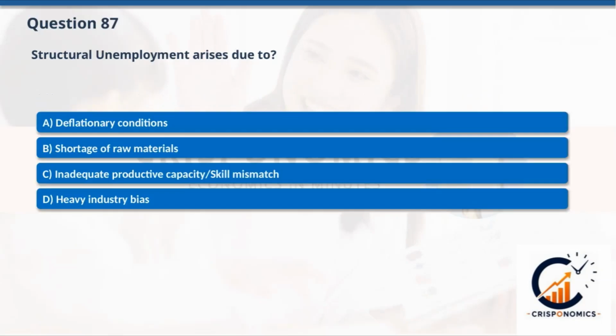Structural unemployment can stem from several deep-rooted issues. It might be caused by deflationary conditions, when prices fall and demand drops, or a shortage of raw materials, which slows production. Sometimes, it's a mismatch between the skills workers have and what the market needs. And often, heavy industry bias limits growth in newer sectors. All these factors can create lasting gaps between jobs available and people ready to fill them.